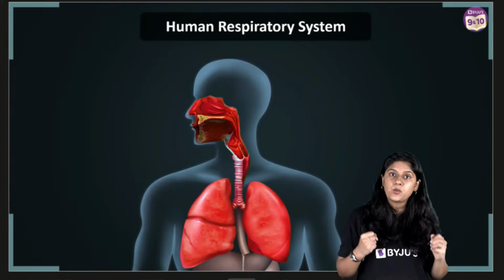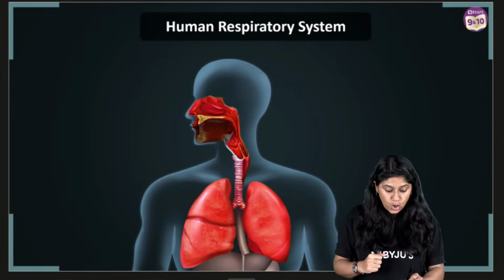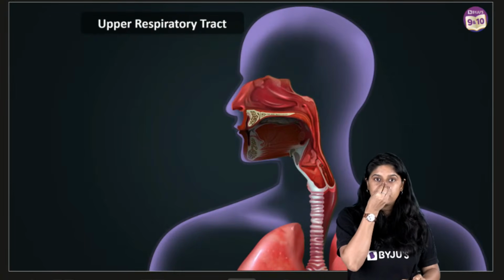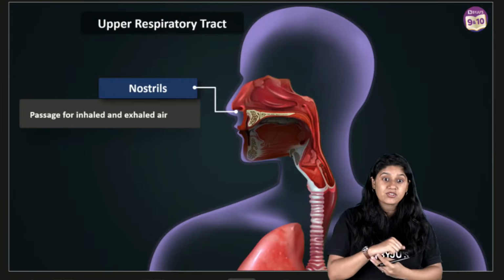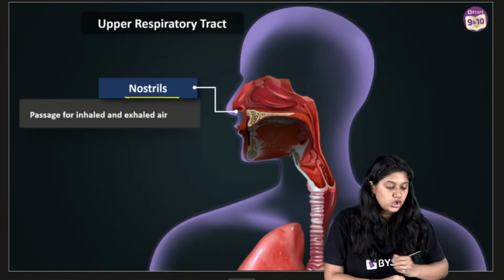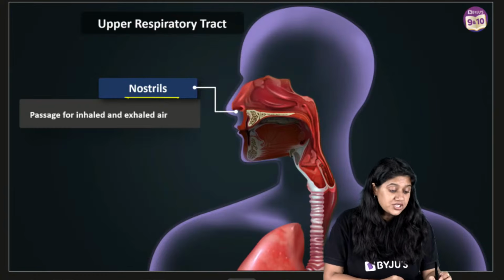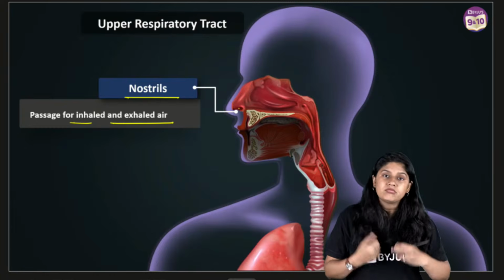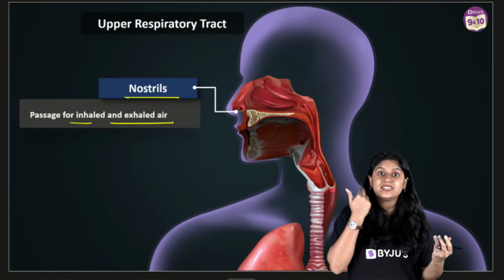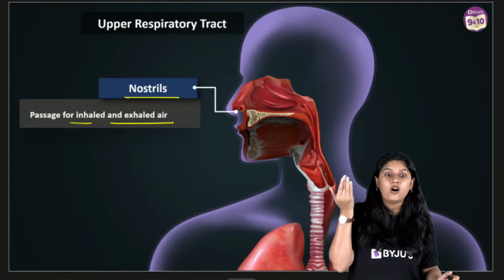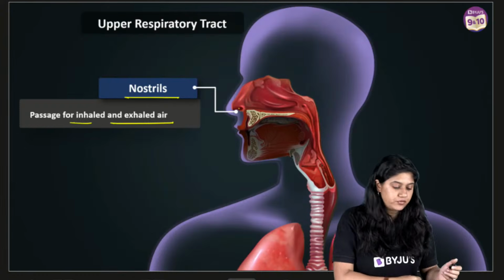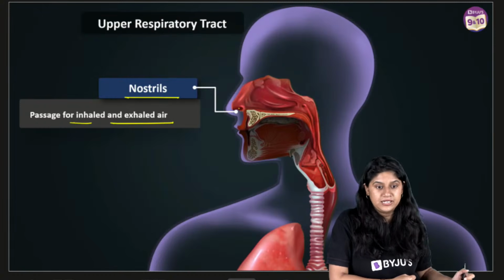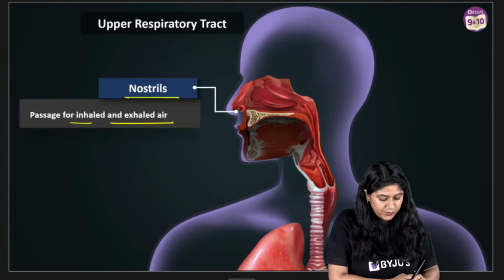So let's take a look, everyone, at what happens in the human respiratory system, or the important parts of it. The first part that we're discussing is the upper respiratory tract, where we have the nostrils, right? These are the passage. We have the 2 nostrils, which act as a passage for the inhale and the exhale. Clear? Yes, everyone, are we clear?